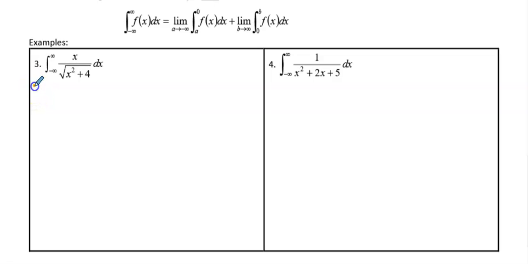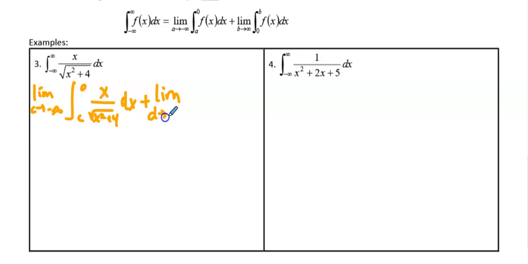All right, so let's go ahead and do this problem. The limit as c approaches negative infinity, and then we're going to go from 0 to c, and then we're just going to recopy our function down. So x squared plus 4 dx. And then we're going to do plus the limit as d approaches positive infinity of 0 to d. Whatever letters you choose, I'm just going through the alphabet with this lesson. So I started with A and B in the first video. I'm going to do C and D here.